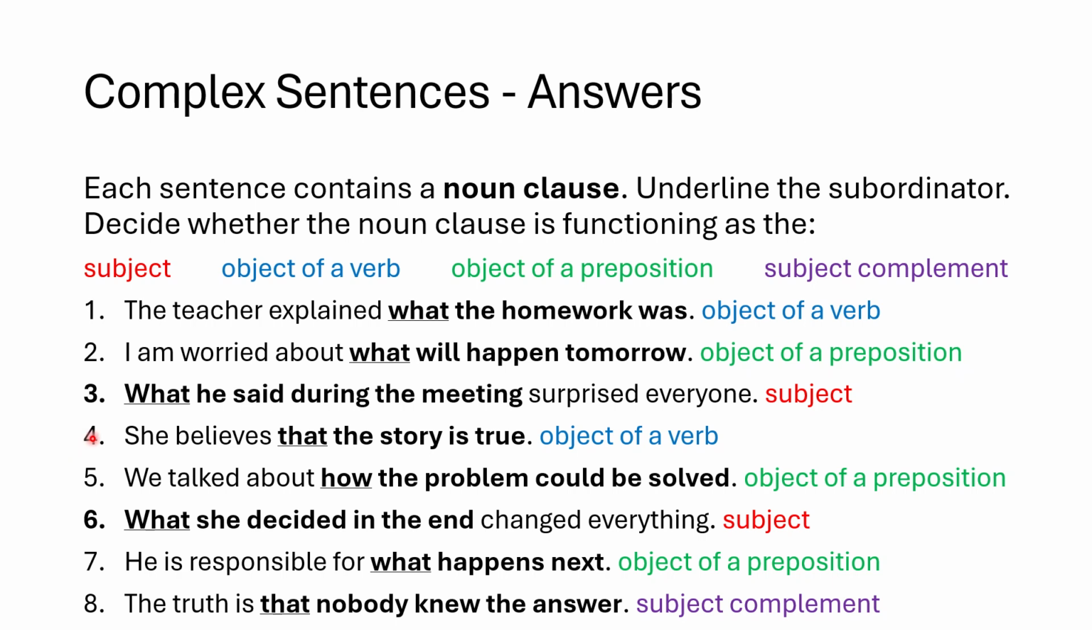4. She believes that the story is true. The subordinator is that, and the noun clause is the object of a verb. 5. We talked about how the problem could be solved. The subordinator is how, and the noun clause is the object of a preposition. 6. What she decided in the end changed everything. The subordinator is what, and the noun clause is the subject.